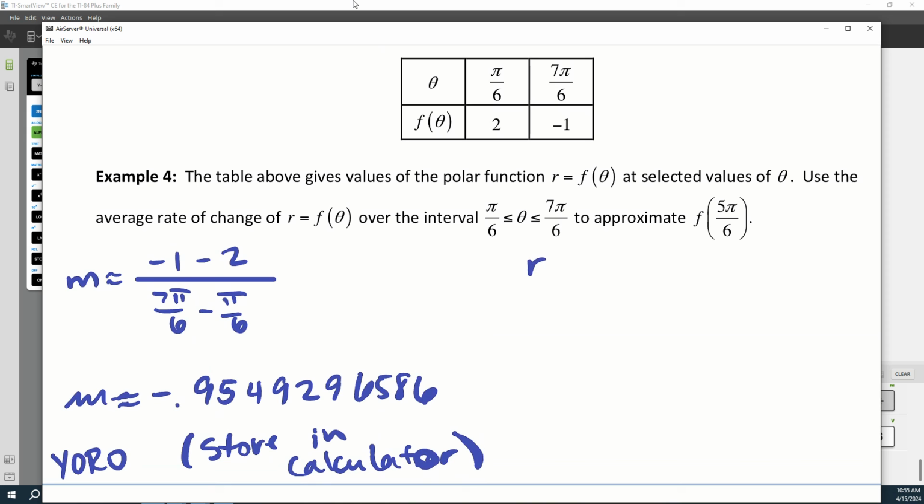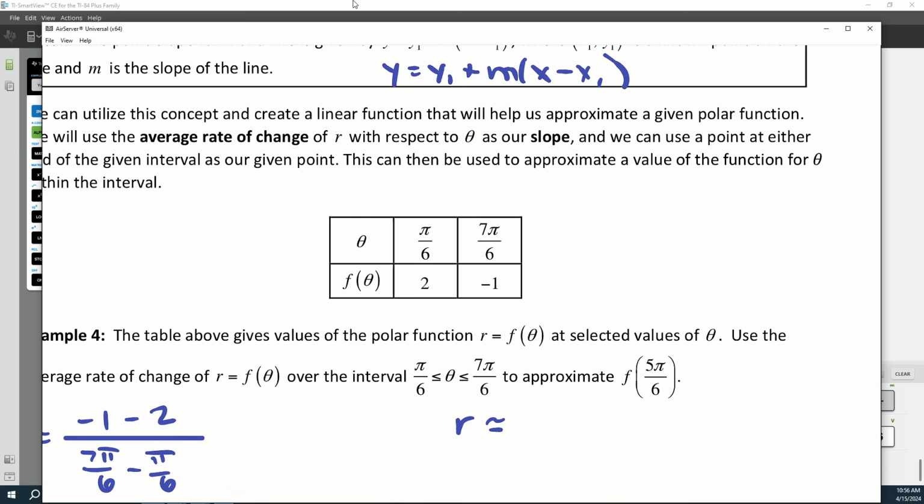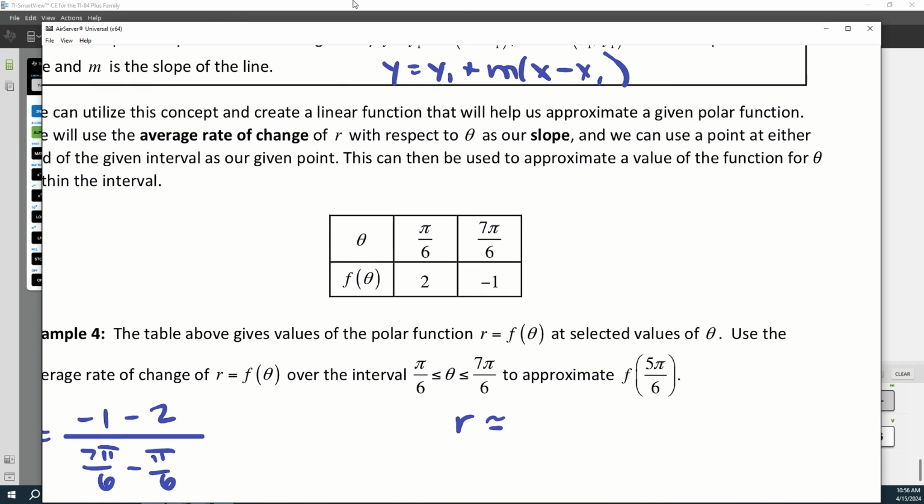So we're going to say that r, we're using this. Oh, hold on. Let's write it down. So instead of y and x, let's change it to r and theta. That's supposed to be r. So r is going to be equal to r1, which is r from one of your points, plus m times theta minus theta 1.